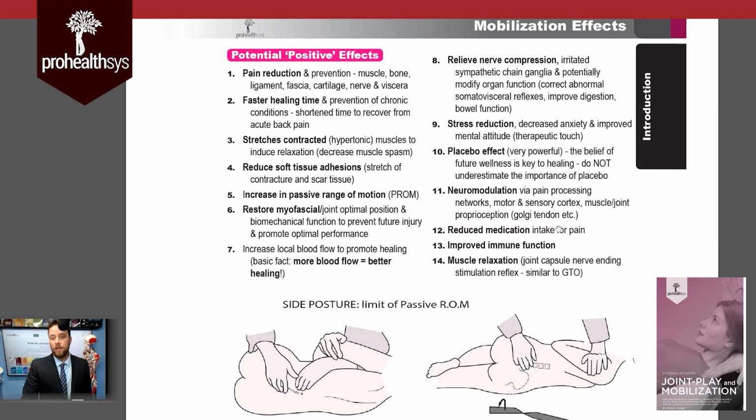Reduce medication intake for pain. That's a great outcome right there, one of the key ones that I would actually use. Improve immune function, potentially. This is controversial. You're not going to go say, I'm clearing the COVID with my cervical adjustments, although there are people out there who try and claim that. But you can potentially have some immune changes with it. And muscle relaxation is a big one. Again, the breathing, again, placebo. So those are your potential positive side effects.